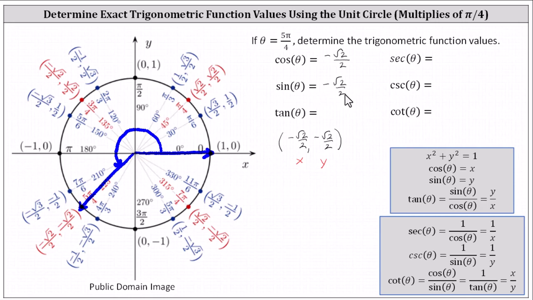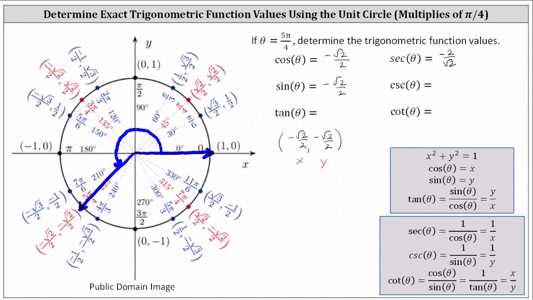Next, secant theta equals the reciprocal of cosine theta, or 1 divided by x. The reciprocal of the cosine function value is negative 2 divided by square root 2, which indicates secant of 5 pi divided by 4 equals negative 2 divided by square root 2.